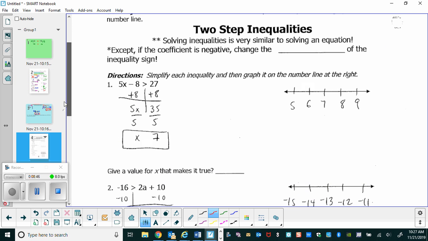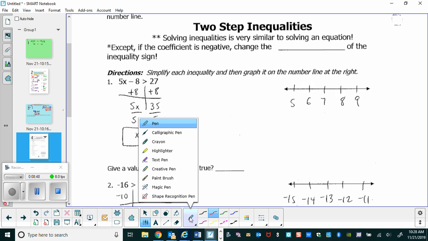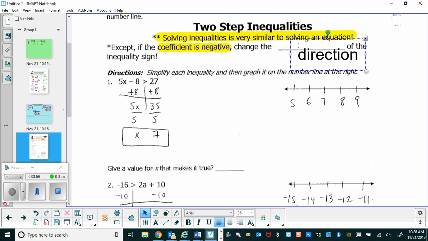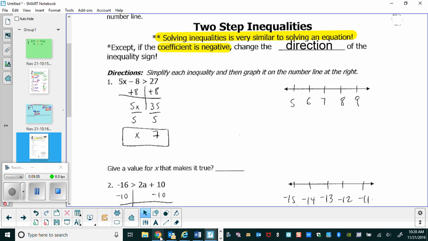And with page 4, you're just going to be solving your two-step inequalities the exact same way. It's, again, very similar to solving your equations. But once again, if the coefficient is negative, you're going to change the direction of the inequality sign, okay? So it's kind of the same idea, but now we're just looking at some two-step inequalities. So let me just walk you through the work for this first one here.